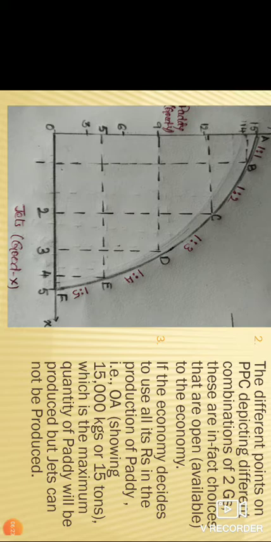From there we are moving to the D combination. In the D combination we have 9 tons of paddy and 300 jets.